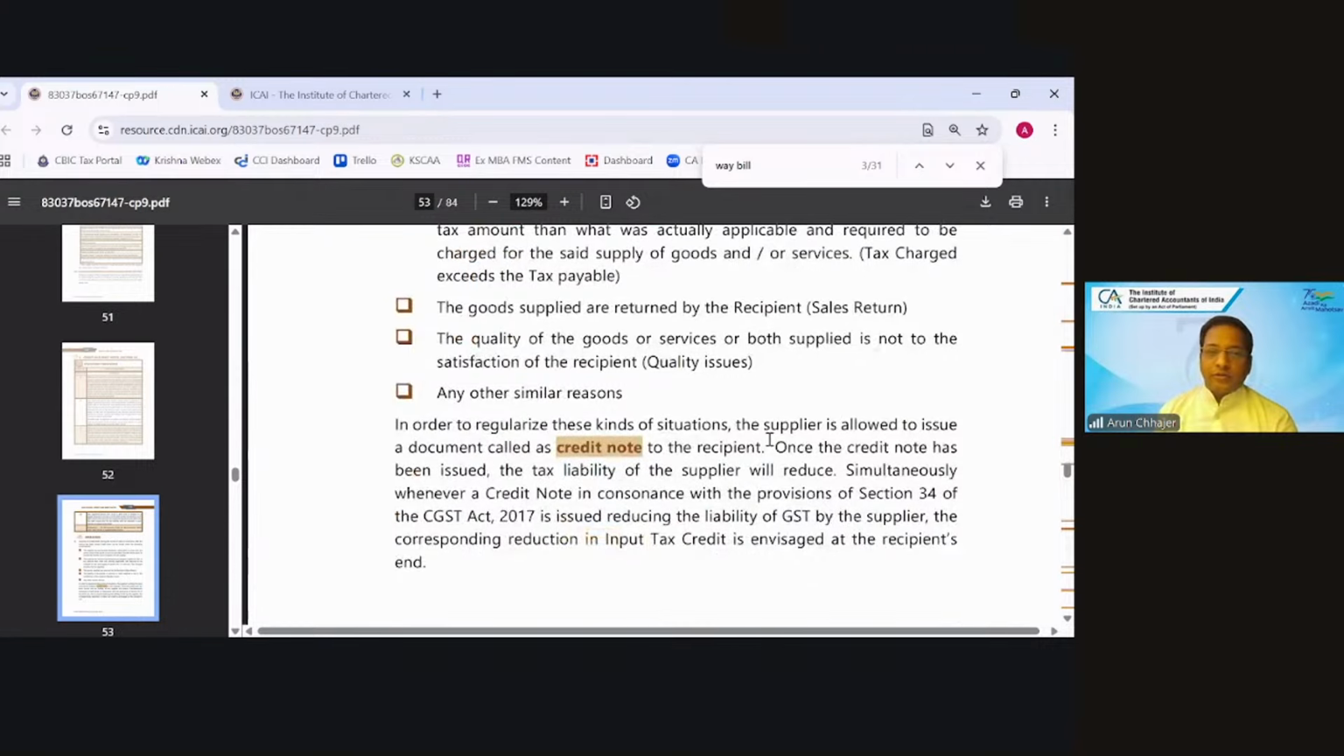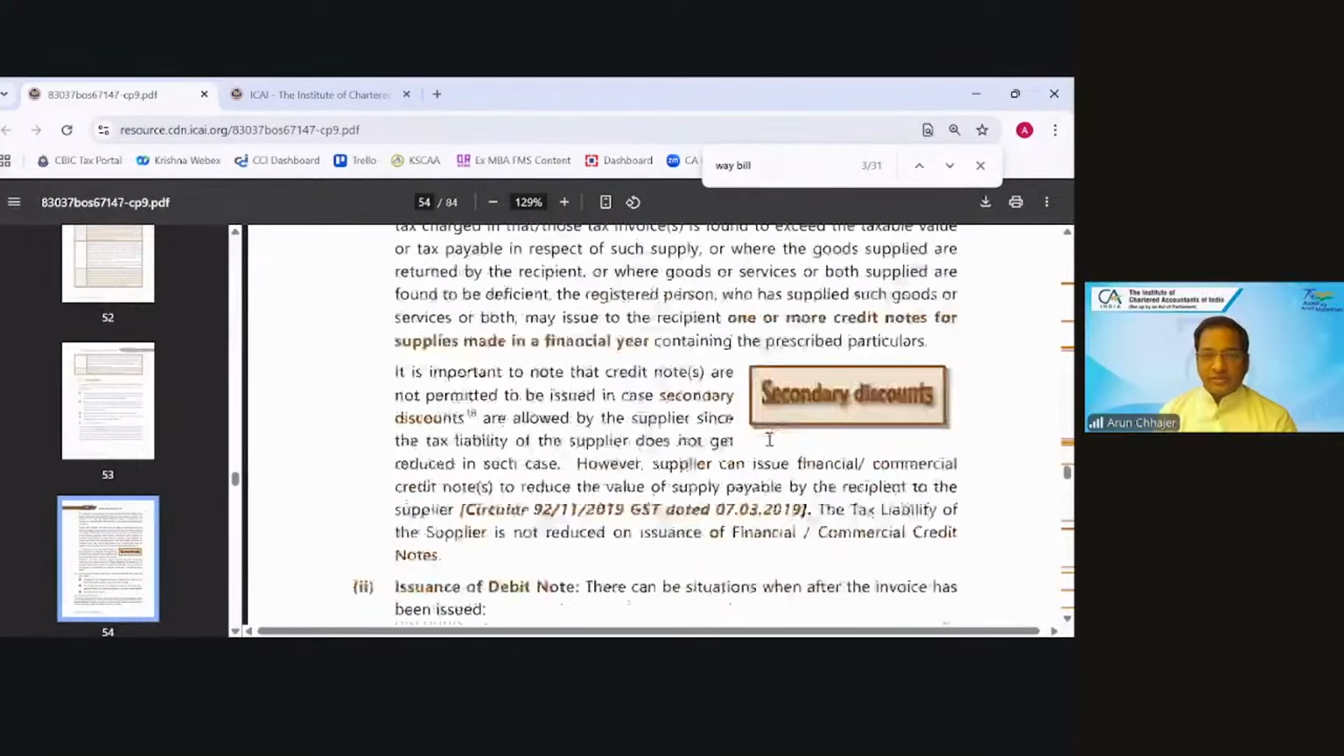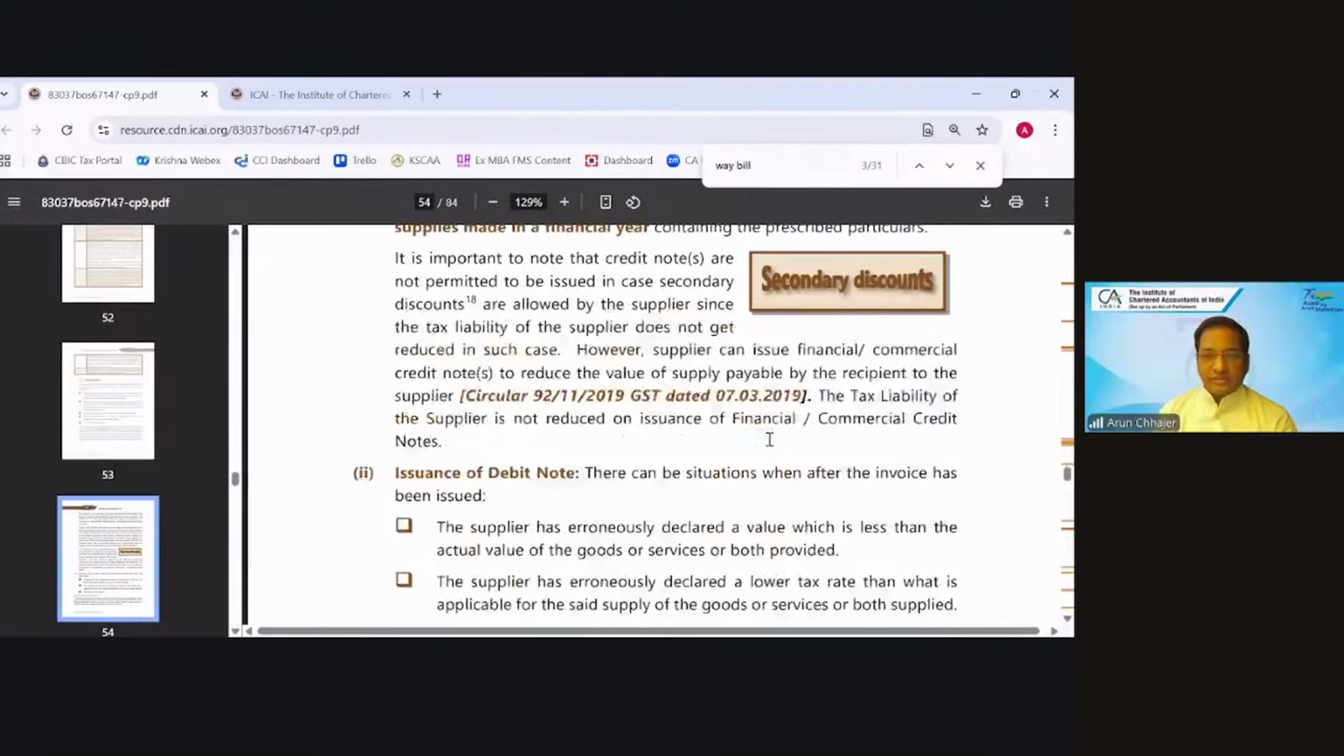Issuance of the credit note, that is okay. We have discussed this. We have discussed this part also. We have discussed this.